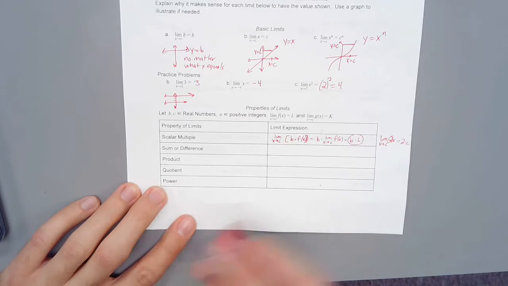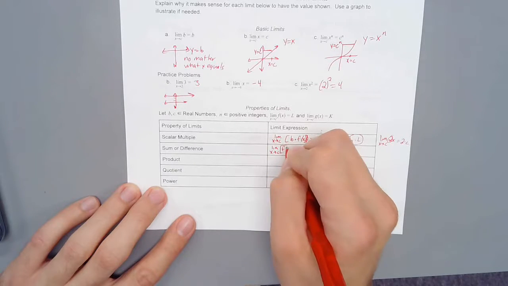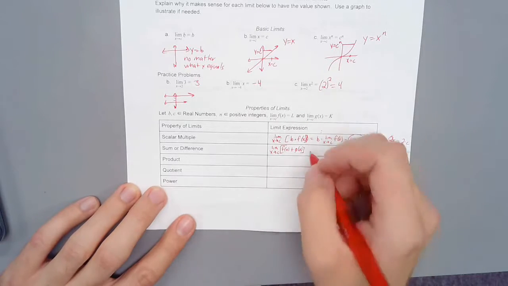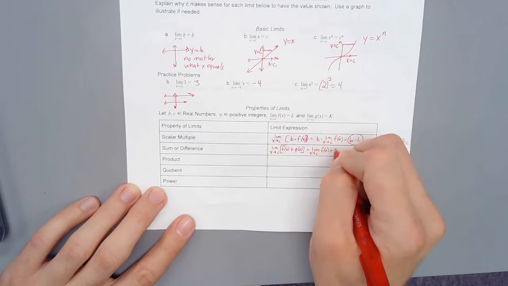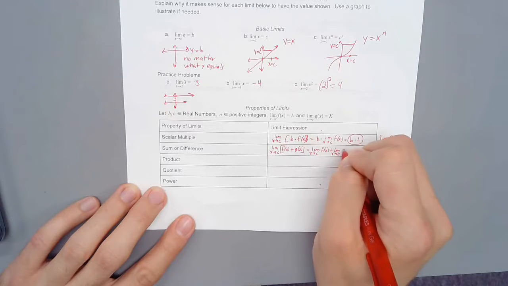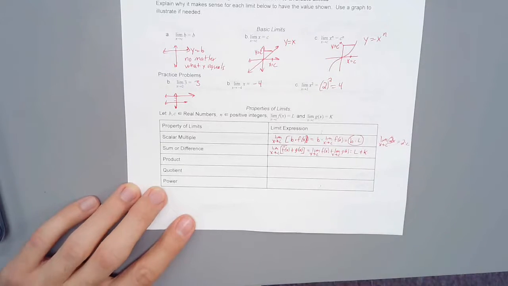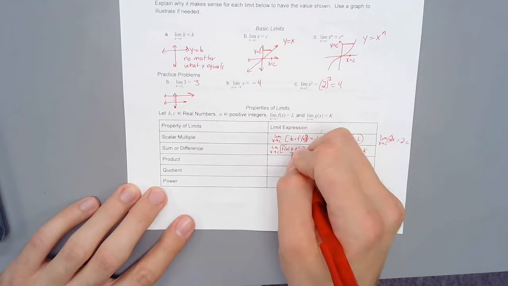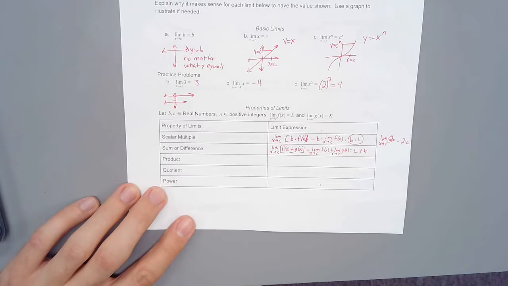Sum or difference. Now I'm going to take the limit as x approaches c of f of x plus g of x. Well, what's nice is we get to separate those. That's the same as the limit as x approaches c of f of x plus the limit as x approaches c of g of x. We know that this is L and the other one is k, so L plus k is our answer. Same thing with the difference. We just had a minus sign here, a minus sign here, and a minus sign here, and now it works for plus and minus.